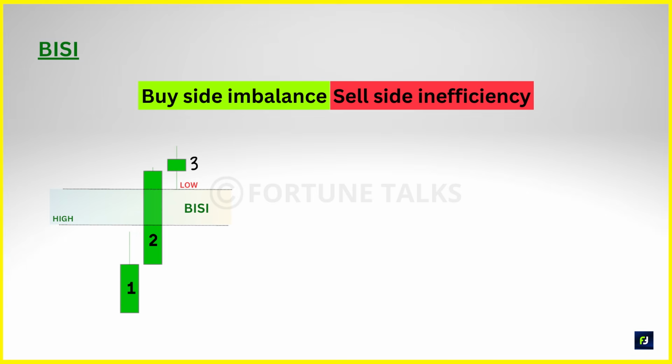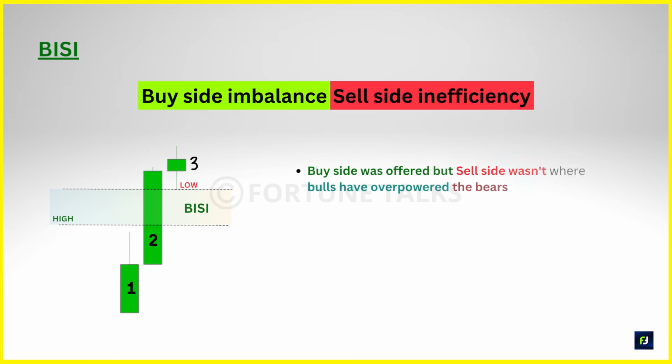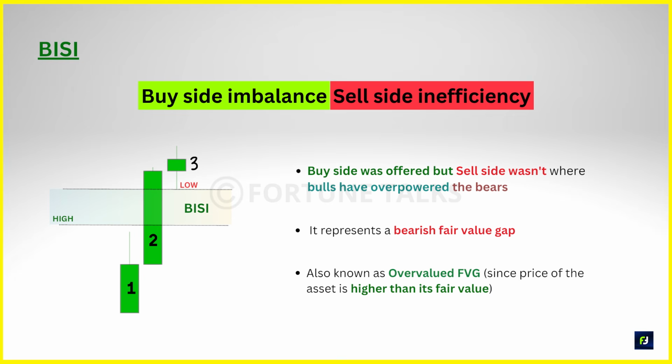A bullish fair value gap is also known as a BC. BC stands for buy side imbalance and sell side inefficiency. This means that the buy side was offered but the sell side wasn't. So it is inefficient, or it represents a fair value gap where the bulls have overpowered the bears. It is also known as an overvalued fair value gap. It means that the price of the asset is higher than its fair value.